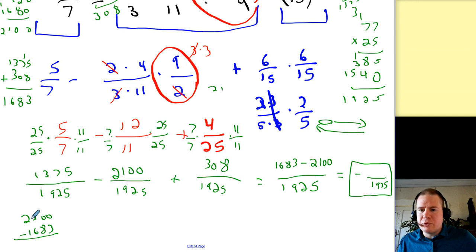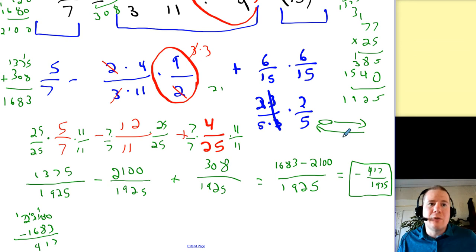Borrow from the 0. 10 minus 3 is 7. 9 minus 8 is 1. 20 minus 16 is 4. I could borrow from here. 10 minus 6 is 4. 1 minus 1 is 0. So 417. Okay. But I'm not done, because I might still be able to reduce this.